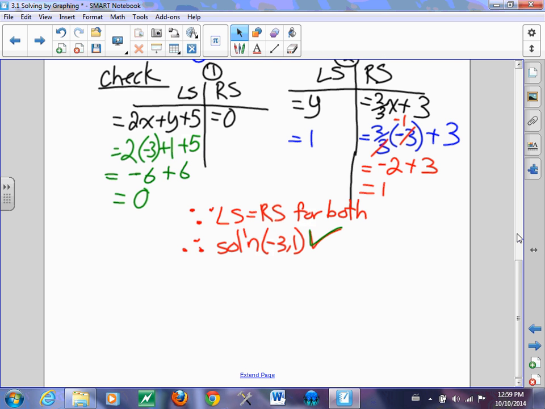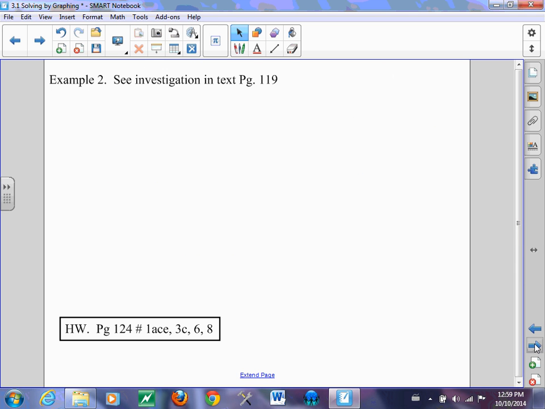Awesome. Any questions with that? Please come see me. Let's go to example 2. Example 2 says to see investigation in text on page 119. So pull your text out, okay? If not, just pay attention and I'll read it over.